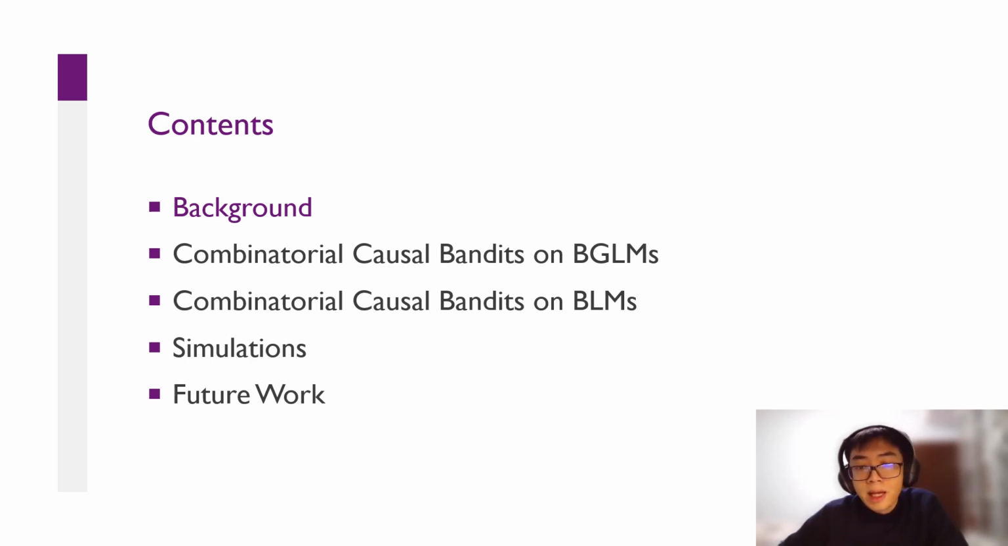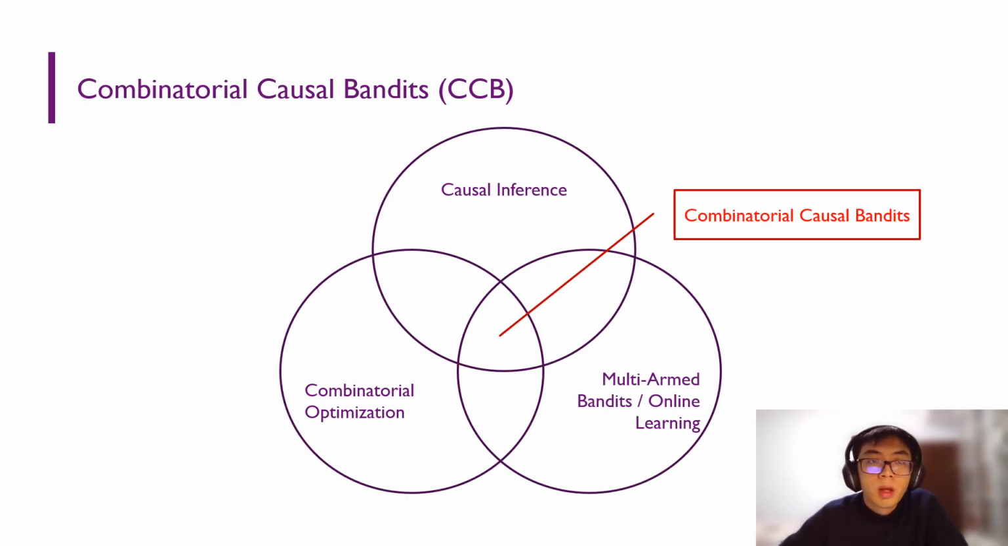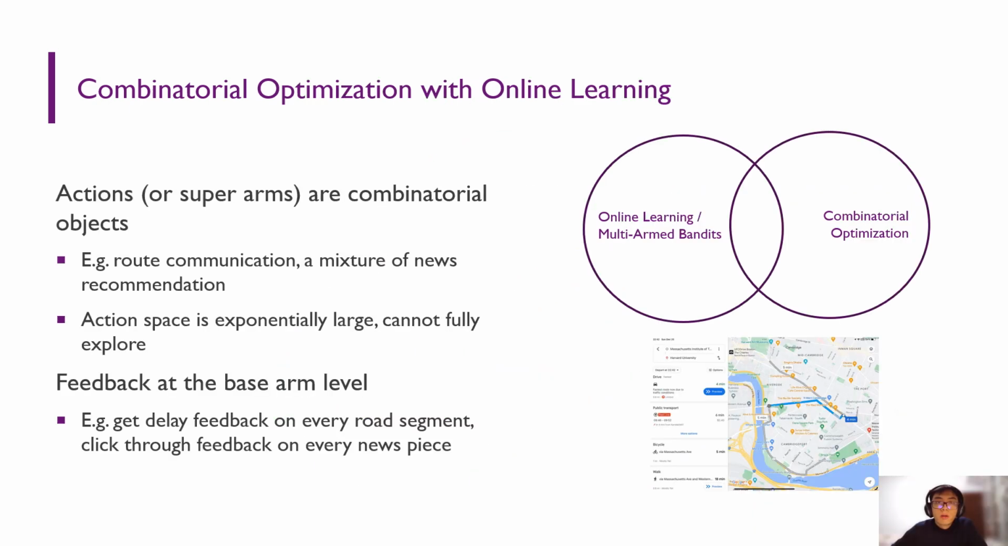Let's start with the background. Our main topic, Combinatorial Causal Bandits, is a combination of three domains: causal inference, combinatorial optimization, and multi-armed bandits. The intersection of online learning and combinatorial optimization is shown in this slide.